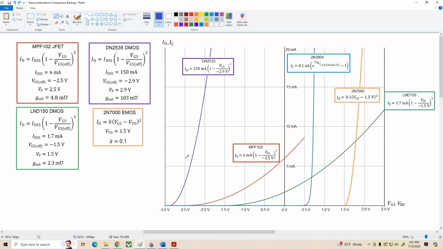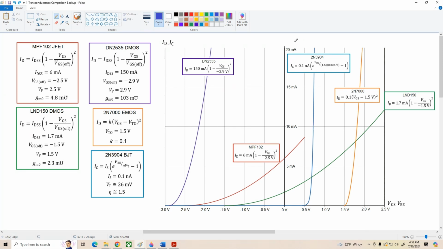And lastly, we've got the 2N3904 and its transconductance equation. Now, I gave the typical parameters here: a saturation current of 0.1 nanoamps, V sub T of 26 millivolts, and eta, the emission coefficient, about 1.5 is pretty typical. And that's what I used to plot this curve, and it's pretty close to what you would get for the average 2N3904 transistor.